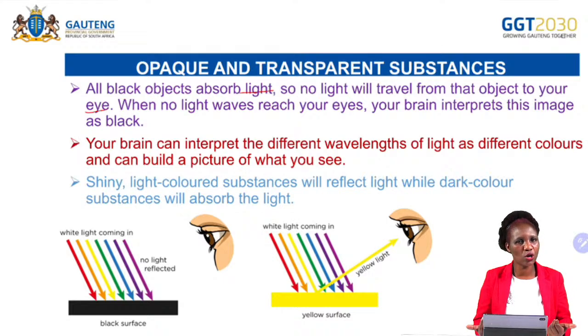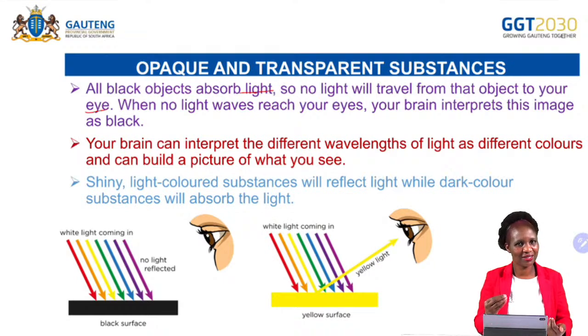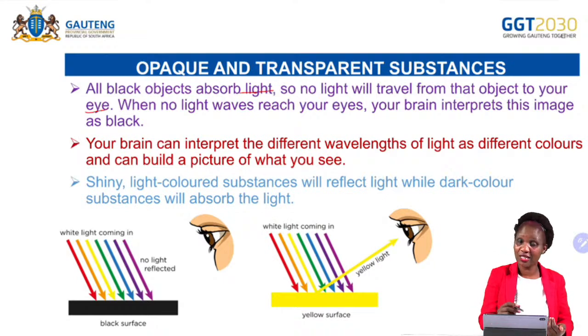Even if you close your eyes, what's going to happen? You won't see anything. All right? If you can't see anything, then the mind is going to interpret it as black. You get that, grade 8? I love that. All right, let's carry on.